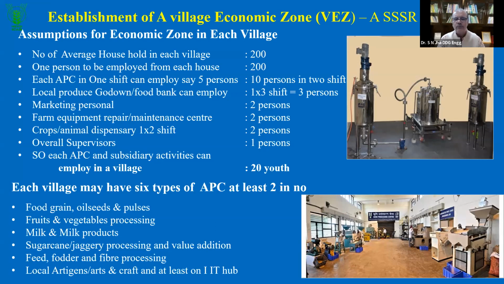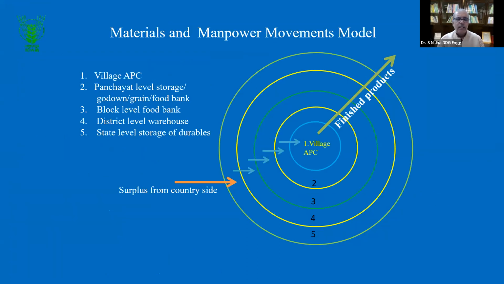So we think that with the help of the AICRP Center, and also with the help of the Indian Society of Agricultural Engineers, who have 36 chapters in different states, we'll involve them and try to develop the village economic zone. The concept is this: in the village economic zone, means village APC, the finished product will go there, surplus from the countryside. And here the principle is the minimum movement of the product and raw material, so that the carbon footprint in transportation can also be minimized.